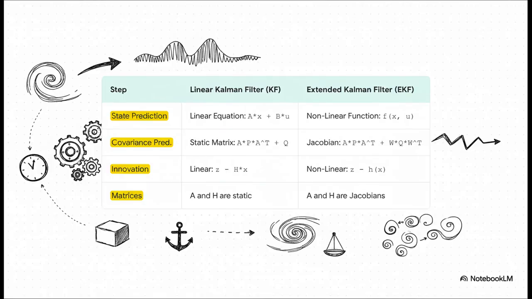So when you put them side by side, what actually changes? Well, to predict the state, we use the true, messy, nonlinear function f. No problem. But to predict the uncertainty, look, it's our old friend, the APA transpose sandwich. Except now A isn't a fixed matrix anymore. It's the Jacobian. The big difference is that our A and H matrices used to be static. Now they're these dynamic Jacobians that we have to recalculate every single step. It's the same dance, just with a lot more calculus.